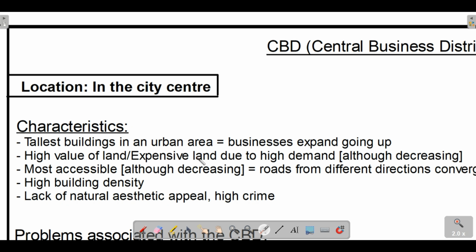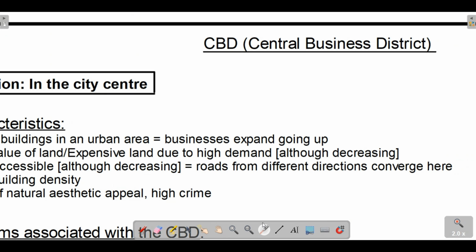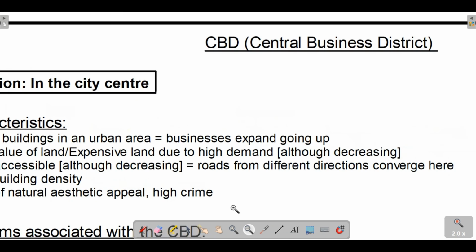Another characteristic about the CBD is that it is the most accessible. So what we mean is that, well, it's easy to get there. Every road actually leads there. Yeah, every road meets up there.